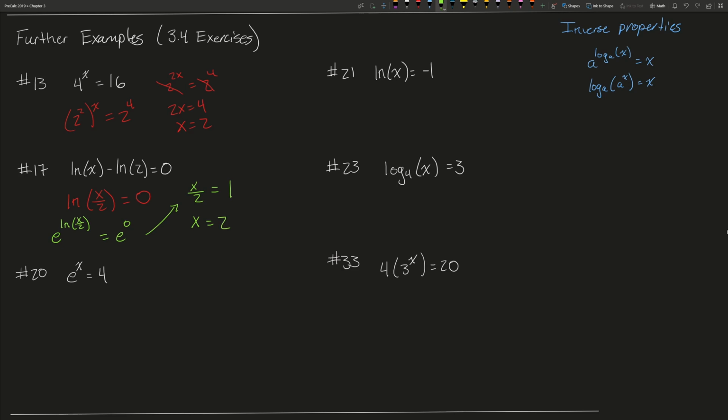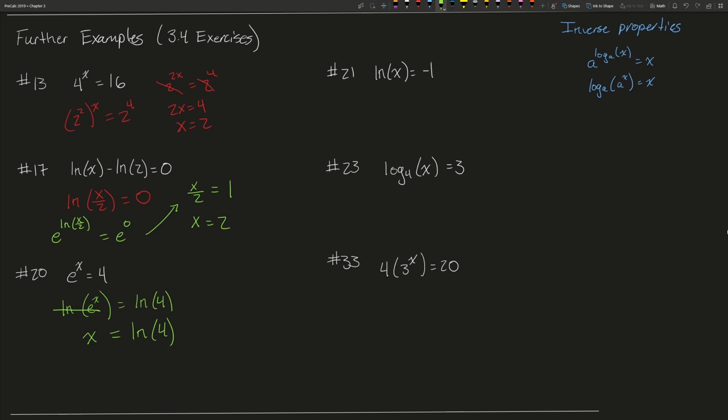On number 20, e to the power of x is equal to 4. We want to get rid of this e, so we need to take the natural log of both sides. And again, the natural log is log base e. When we do this, the natural log and the e cancel, and we're just left with x. And we need to take the natural log of 4 as well. So x will equal the natural log of 4.